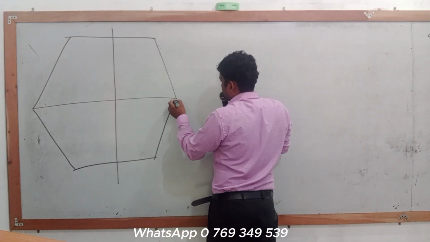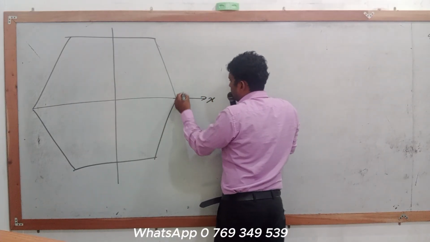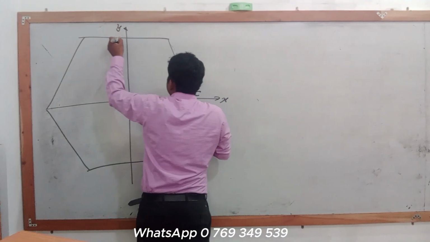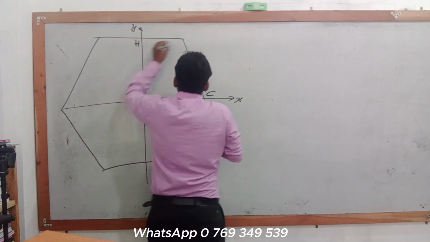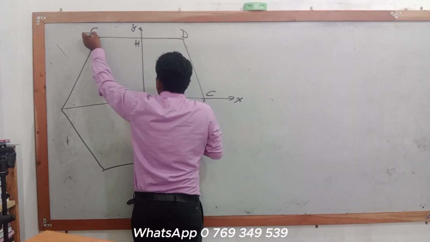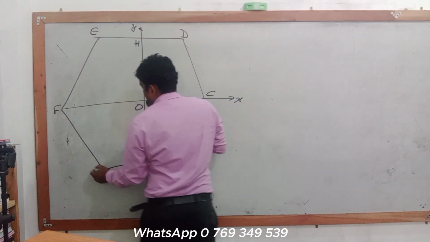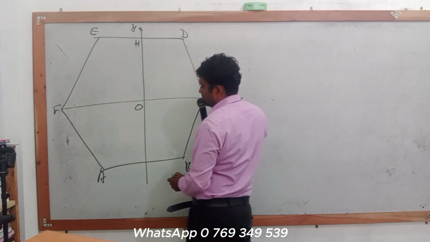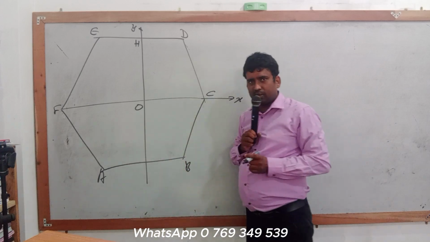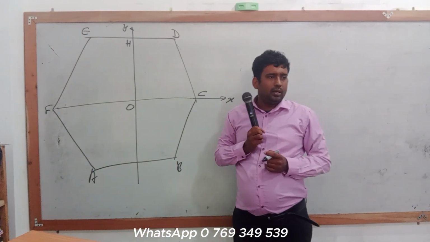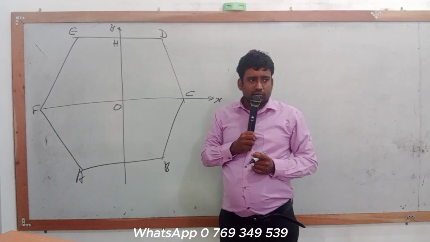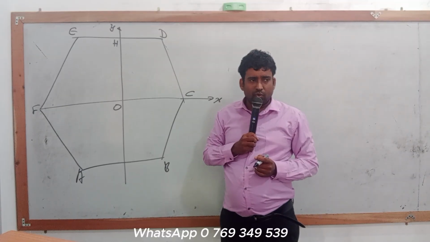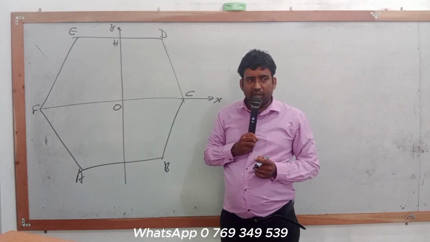This is the x-axis and here C and here O, and here the y-axis. This is the H, this is the D, here E, and here F, and here A, and here B, right? One side is 2 meter. The forces of 2, 4, 4, 3, 4, 3 newtons are along AB.